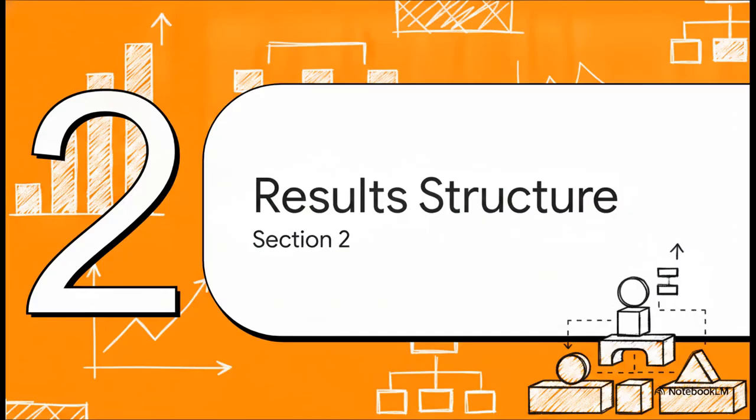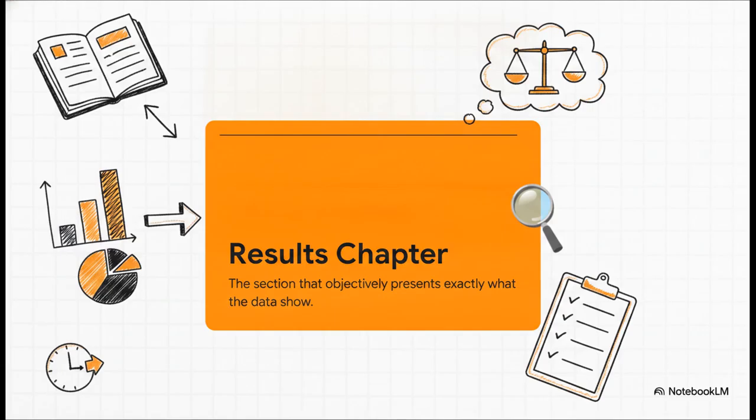Moving right along to section 2. Let's talk about structuring your results chapter from the ground up. There is a golden rule that pops up constantly across top universities. Your results chapter is exclusively for showing exactly what the data revealed, just the objective facts. It's not about what you hoped to find, and it's not about what it means for the future of education, just the facts.